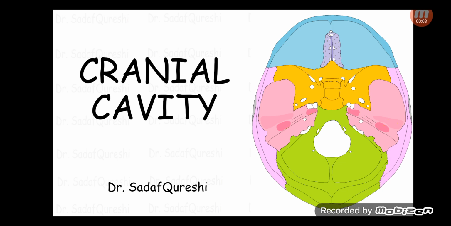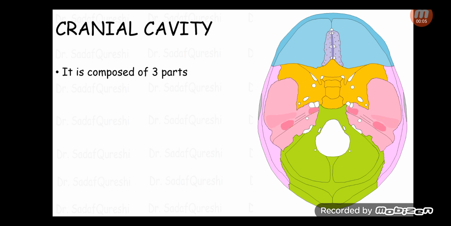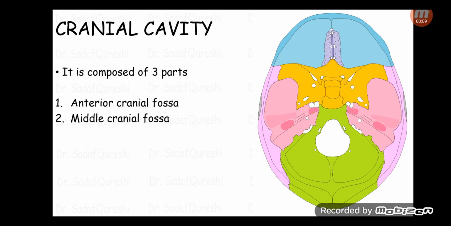Today we are going to talk about cranial cavity. Cranial cavity is composed of three parts: anterior cranial cavity or anterior cranial fossa, middle cranial cavity or fossa, and posterior cranial cavity or fossa.